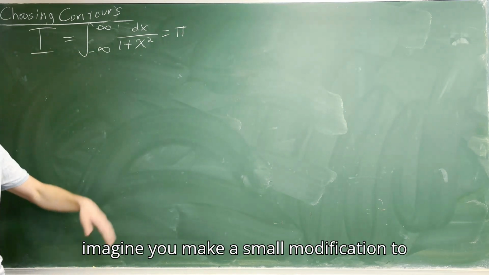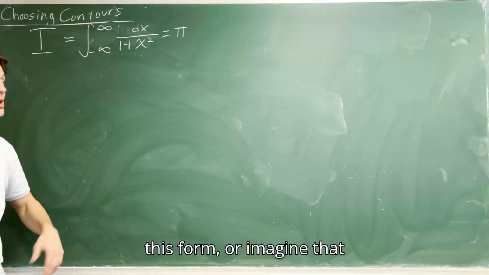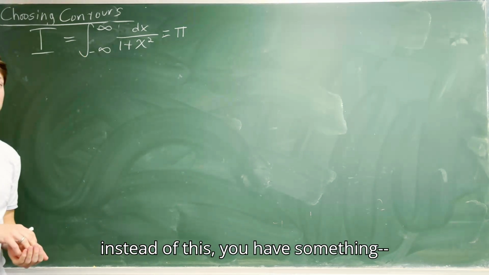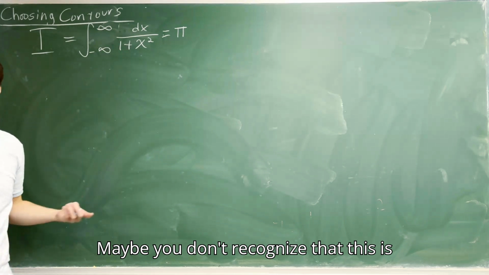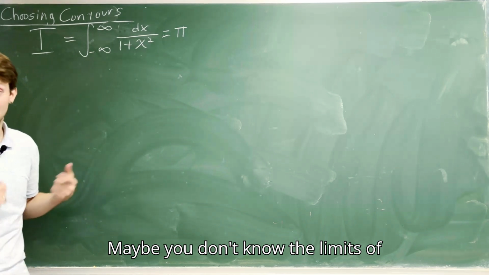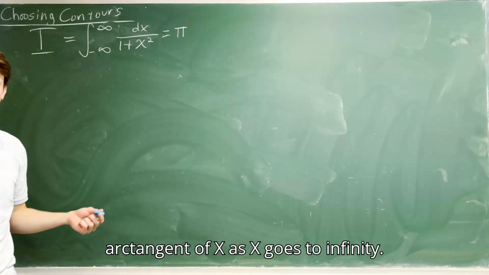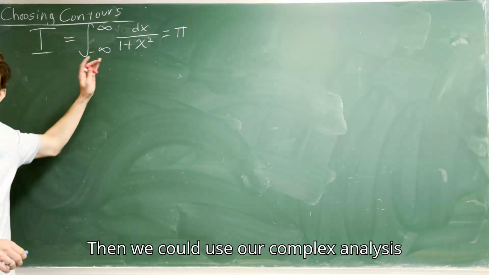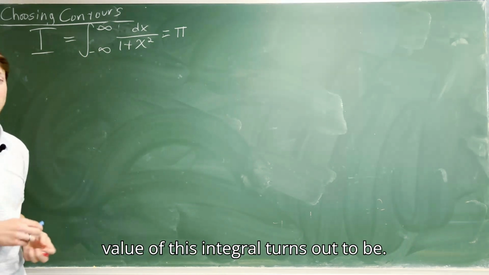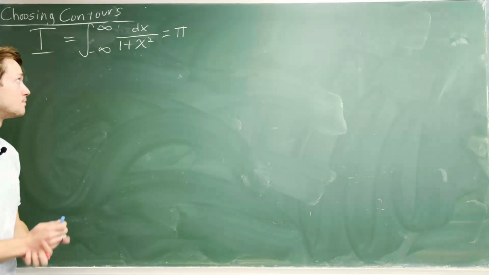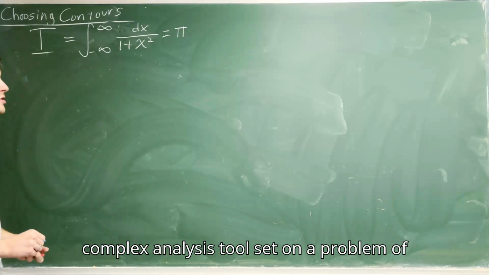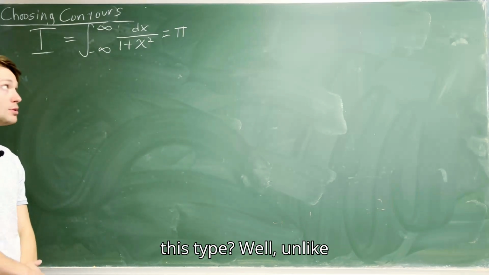But imagine you make a small modification to this form, or imagine that you have something where maybe you don't recognize that this is the derivative of arctangent of x. Maybe you don't know the limits of arctangent of x as x goes to infinity. Then we could use our complex analysis tools to figure out what the value of this integral turns out to be. So, how do we know to use our complex analysis tool set on a problem of this type?